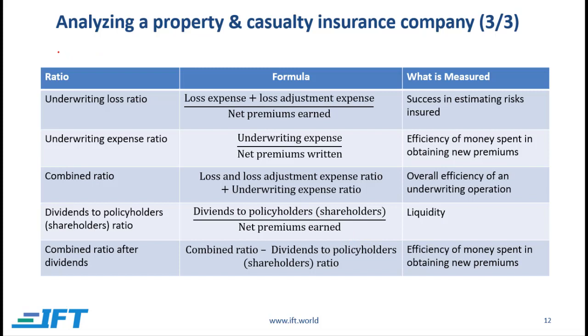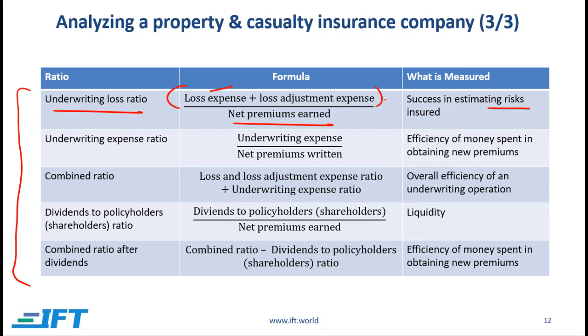Now, this slide is extremely important. It highlights some of the most important ratios. The underwriting loss ratio, which is also called the loss expense and loss adjustment expense ratio, is essentially our claims-related expense divided by net premiums earned. The loss expense is the claims paid, and the loss adjustment expense is the change in loss reserve. So simplistically, this is the amount of money that we spend meeting our claims. This is the total premiums earned.